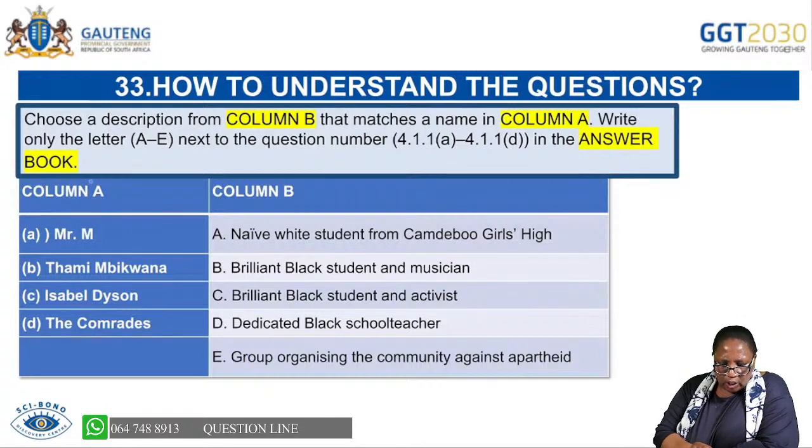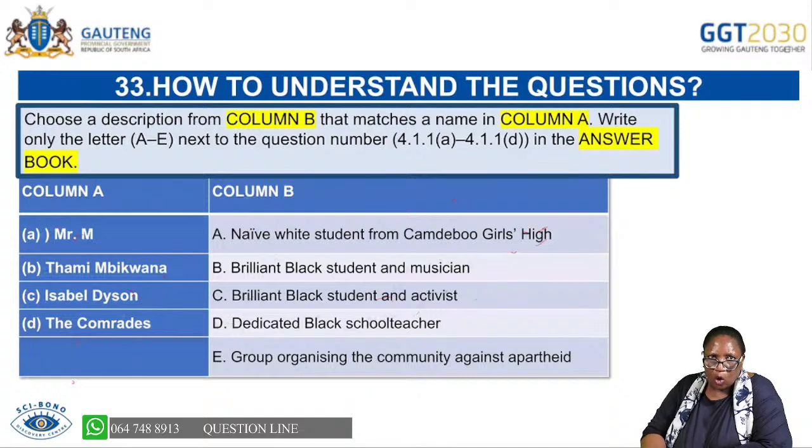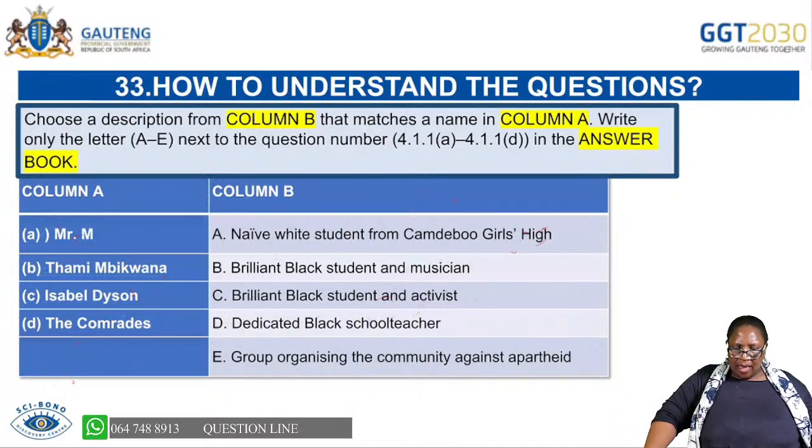You are going to look at column A and column B. Mr. M, Tammy Mbikwana, Isabel Dyson, the comrades. The descriptions in B: naive white student from Camdebo High. Brilliant black student and musician. Brilliant black student and activist. Dedicated black school teacher. Group organizing the community against apartheid. I want you to match the description from column B with the name in column A. Just 1 minute.